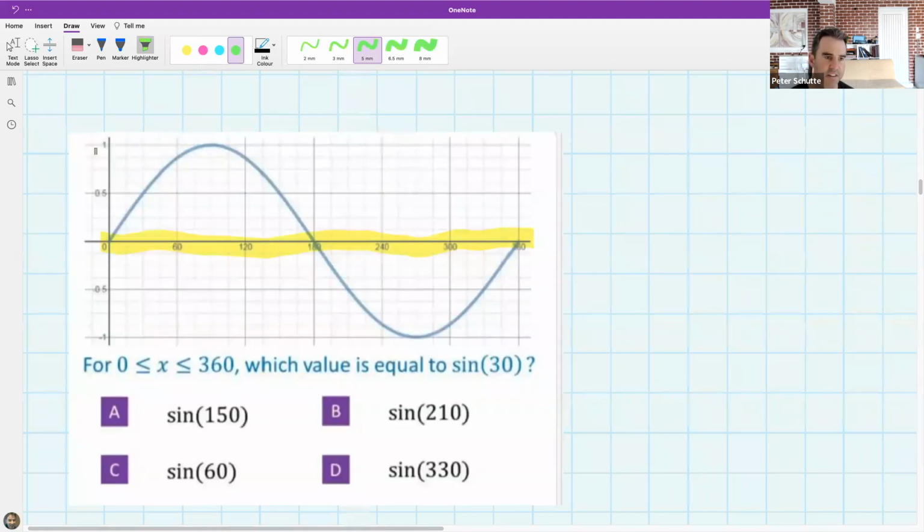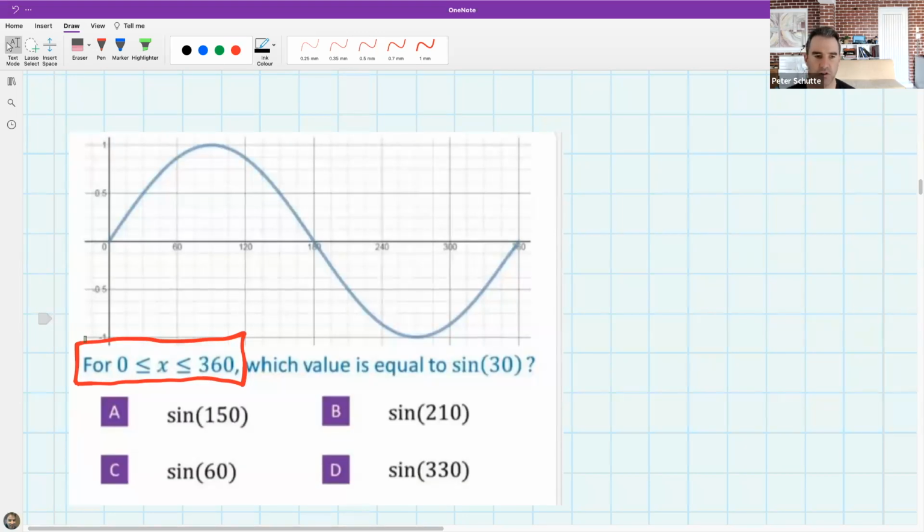And then the y-axis has values. And the highest value that the y-axis gets to is 1, and the lowest value it gets to is -1. Okay, so you put in angles and you get out values. So then the question says, for 0 to 360, which value is equal to the sine of 30? So for 0 to 360, if you look at this graph, which value is equal to the sine of 30?